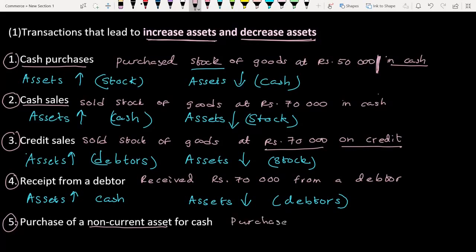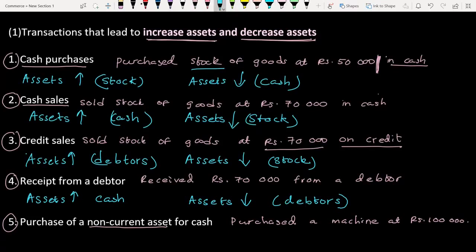purchased a machine, let's say at rupees 100,000 in cash, or without in cash, even fine. So this transaction leads to increase one particular asset and decrease another asset.